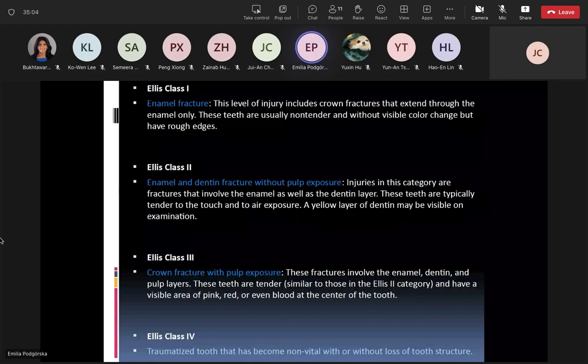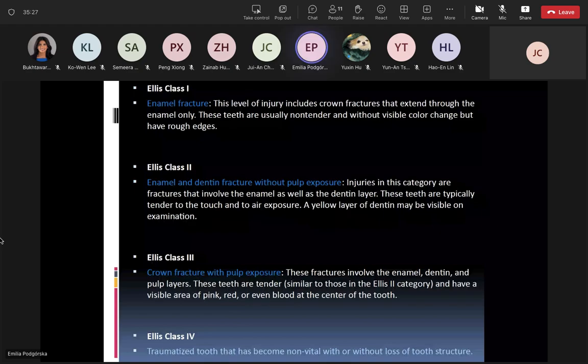Class 3, enamel and dentin fracture with pulp exposure. This fracture involves the enamel, dentin, and pulp layer. These teeth are tender, similar to those in class 2, and have a visible area of pink, red, or even black at the center of the tooth.